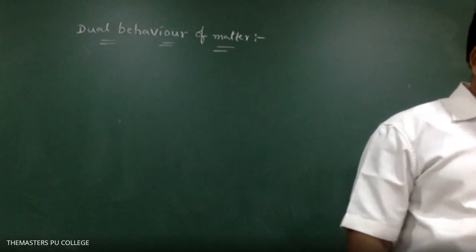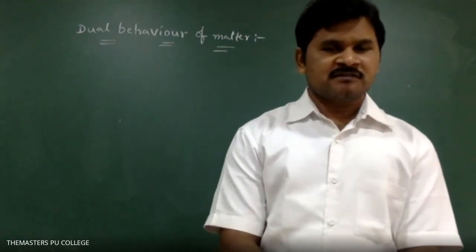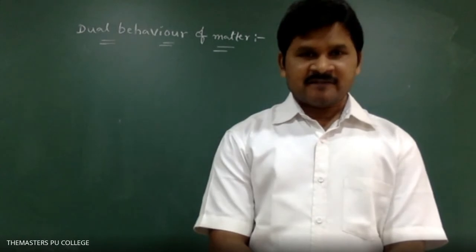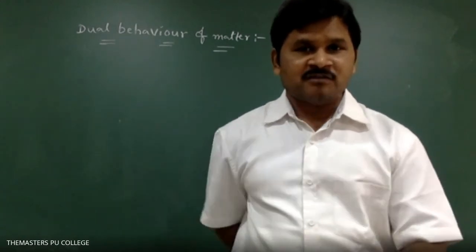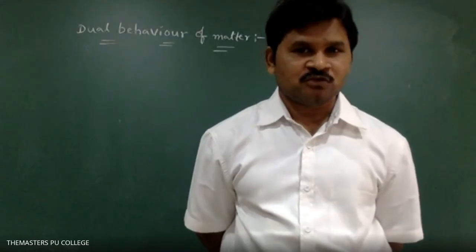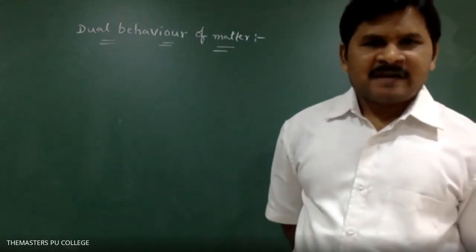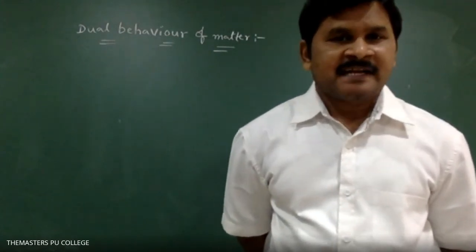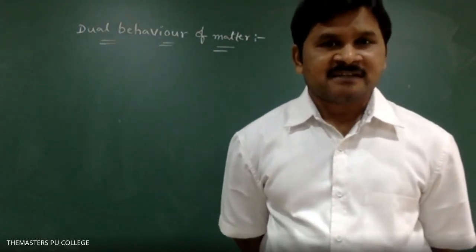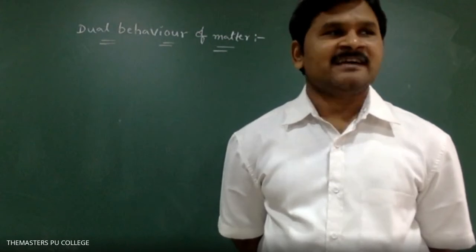Okay? So what is the dual behavior? Di means you know very well. Nowadays in this technology, you know very well about di. What is di? Two. Sir, two. Dual sim. Okay? Here dual behavior of matter was first explained by De Broglie. Scientist name is De Broglie. What is dual behavior?